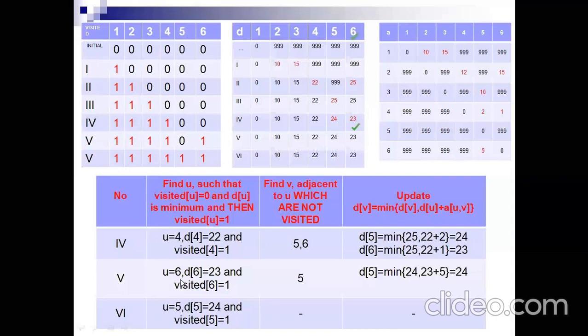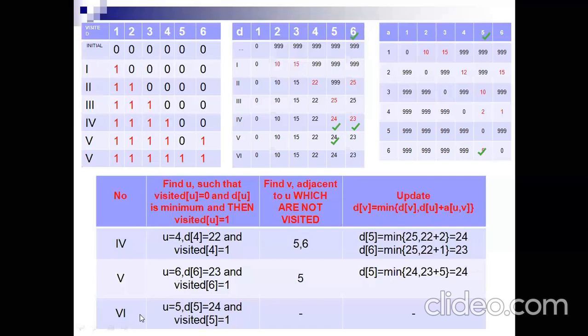So u is equal to 6, d6 is equal to 23. Mark it as visited. Which is the vertex adjacent to 6? The vertex adjacent to 6 is only 5. With respect to vertex 5, you can see 5 is still not visited. Now, start calculating d of 5. Earlier it is 24, it remains as 24, because if I take a path via 6, I'll get 28, which is larger than 24. So I'll not update, retain it as it is.